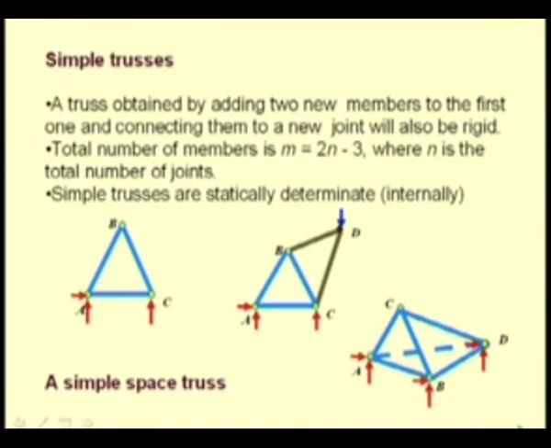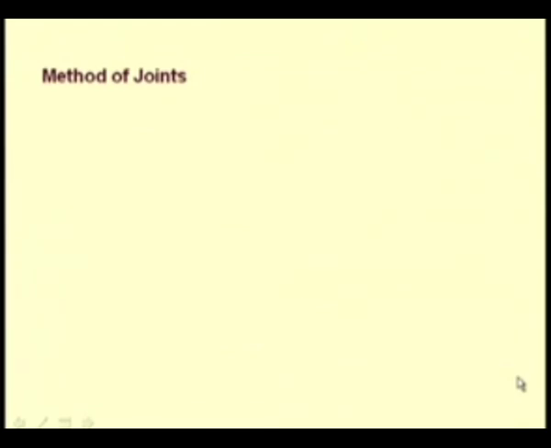Initially, we will see analysis of simple plane trusses. The internal forces of the trusses can be determined by 2 methods. One is known as the method of joints and the other the method of sections. Initially, let us see how to determine the forces in various members by method of joints. As the name suggests, the method primarily relies on determining the internal forces from the equilibrium equations of constituent joints. So, let us see the procedure.